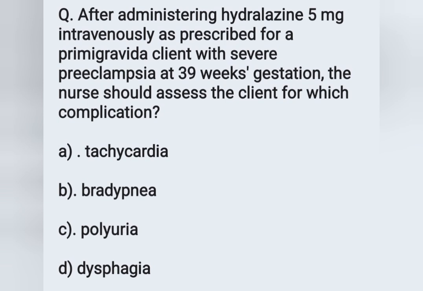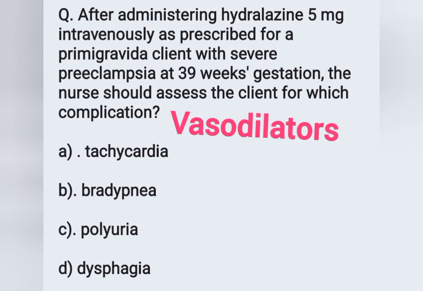After administering hydralazine 5 mg intravenously as prescribed for a primigravida client with severe preeclampsia at 39 weeks of gestation, the nurse should assess the client for which complication? And our options: Option A, tachycardia. Option B, bradypnea. Option C, polyuria. Option D, dysphagia.